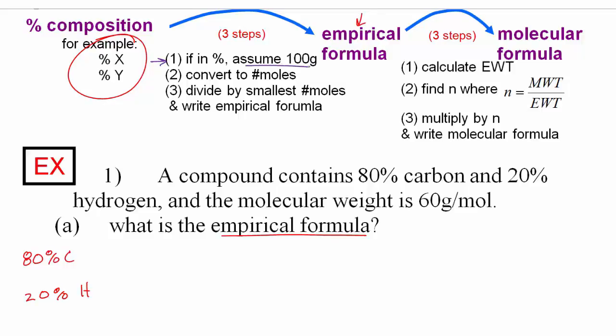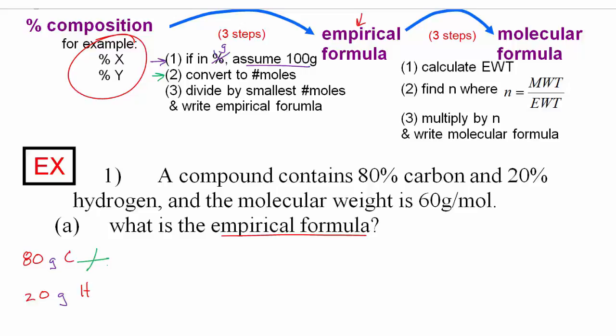First, assume 100 grams. In other words, replace all the percents with grams. So if we had 80% carbon, that means we pretty much have 80 grams of carbon. If we had 20% hydrogen, it means we pretty much had 20 grams of hydrogen. So first step is done. The next step is to convert to moles. Remember, to convert to moles, just divide by the molar mass.